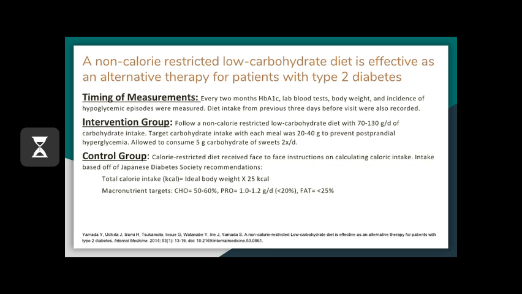So the control group was just calorie restricted, and the way that they based their calorie intake for the day was just ideal body weight times 25 kcals. And listed here are just the macronutrient targets that they gave them. So carbohydrates between 50 and 60, protein was 1 to 1.2 grams a day per kilogram, and then fat was less than 25%.